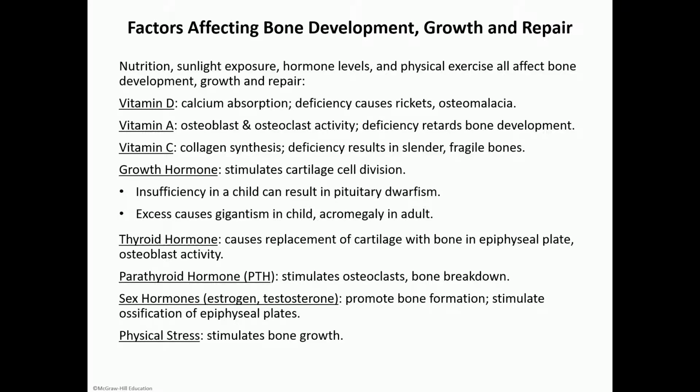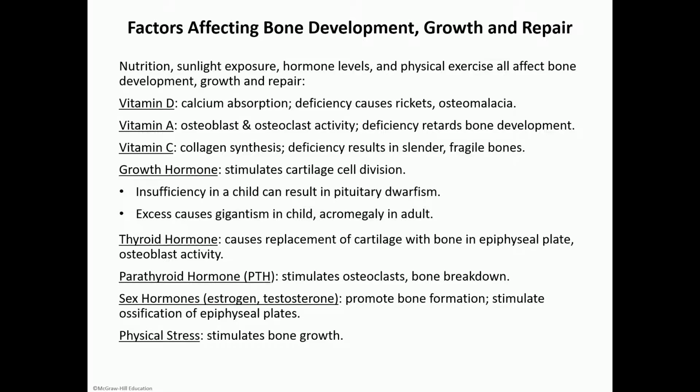Vitamin A is important for the activity of both osteoblasts and osteoclasts. A deficiency in vitamin A can lead to retardation of bone development. Vitamin C is important for collagen synthesis, which is nice: C and collagen starts with the C, so that helps me remember. We have to deposit lots of collagen in order to have strong bones. If we lose that collagen, a deficiency in vitamin C can lead to very fragile bones.